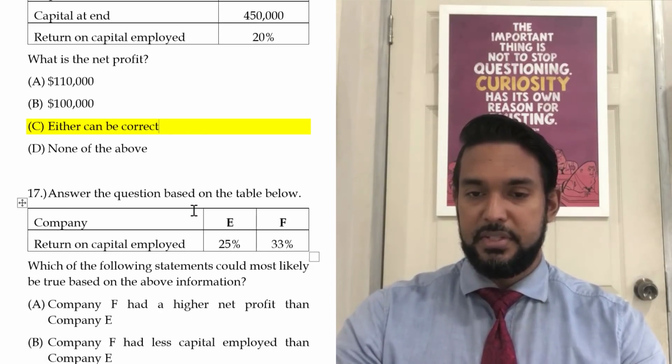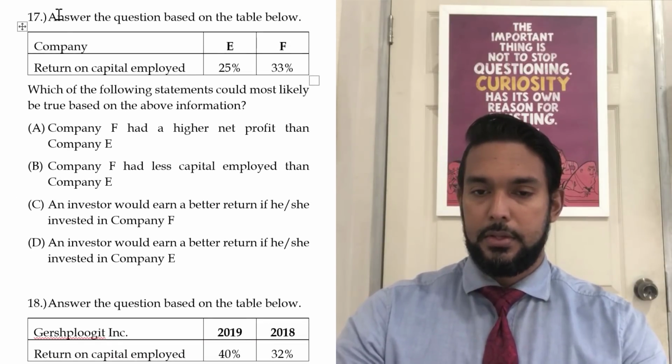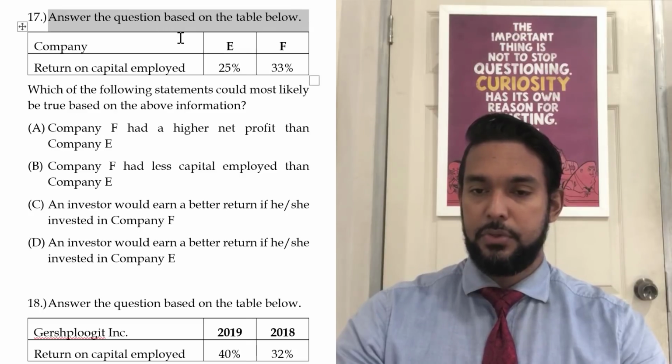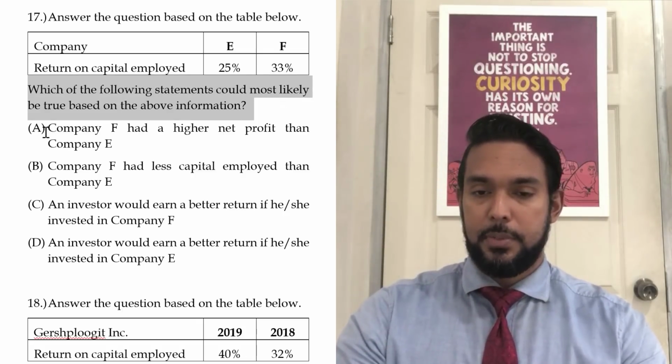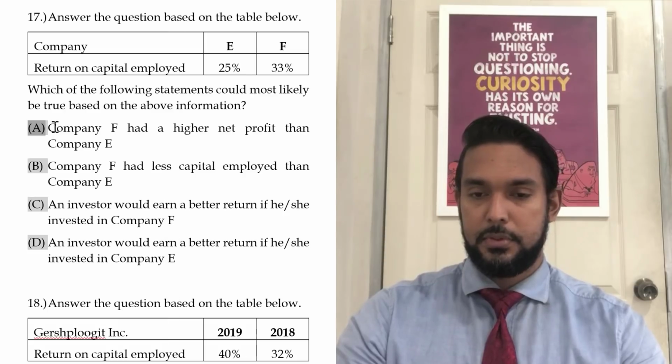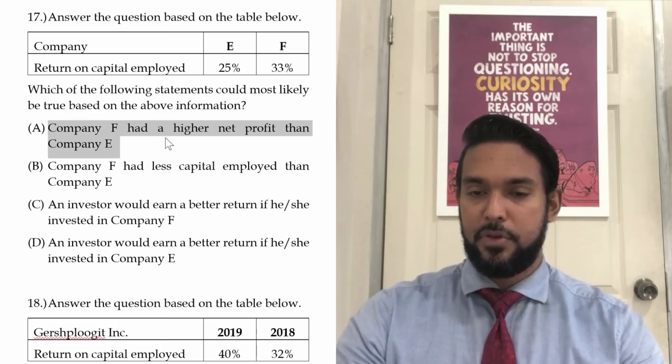Let's go down to number 17. Answer the question. We have two companies, E and F. We're comparing the returns on capital. Which of the following statements could most likely be true? Let's take a read. Company F had a higher net profit than Company E.